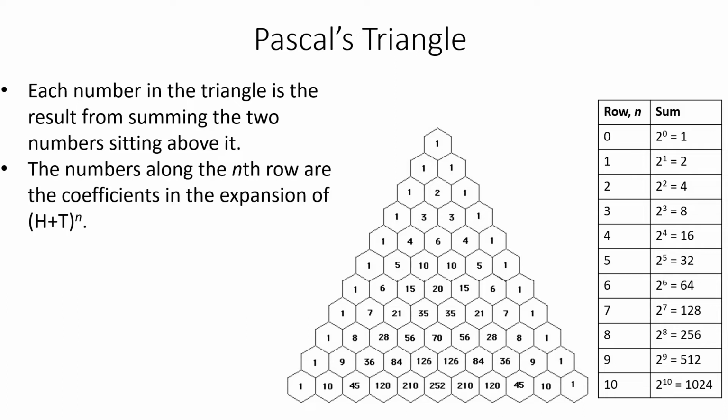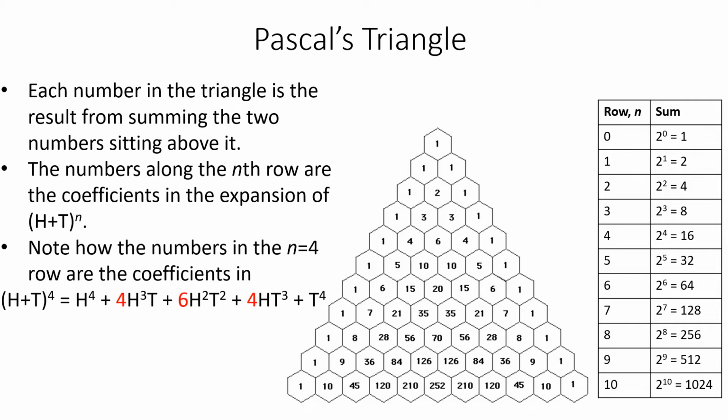And so going along the nth row as defined in the table there are the coefficients in the expansion of h plus t to the n. So for example, if you go to the 4th row, the row beginning 1, 4, then those numbers 1, 4, 6, 4, 1 are the coefficients in the expansion of h plus t to the power 4.